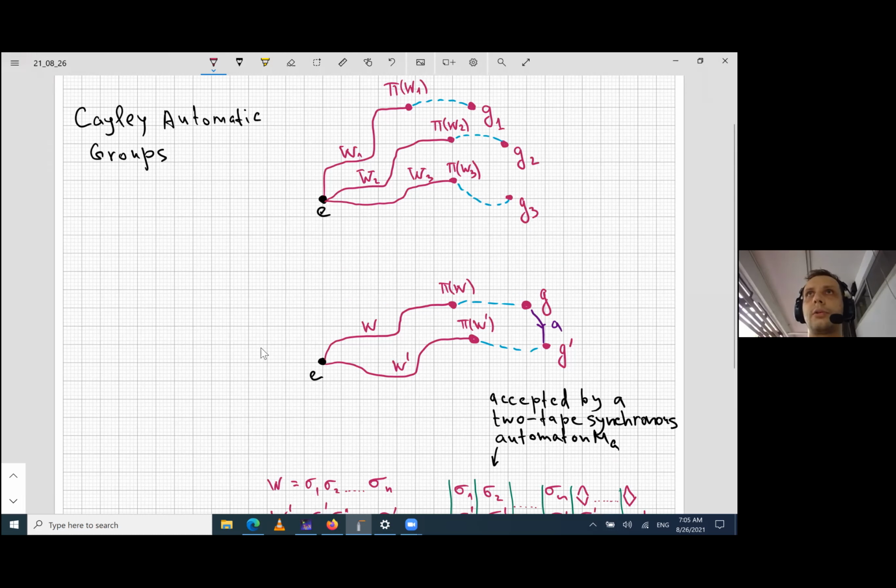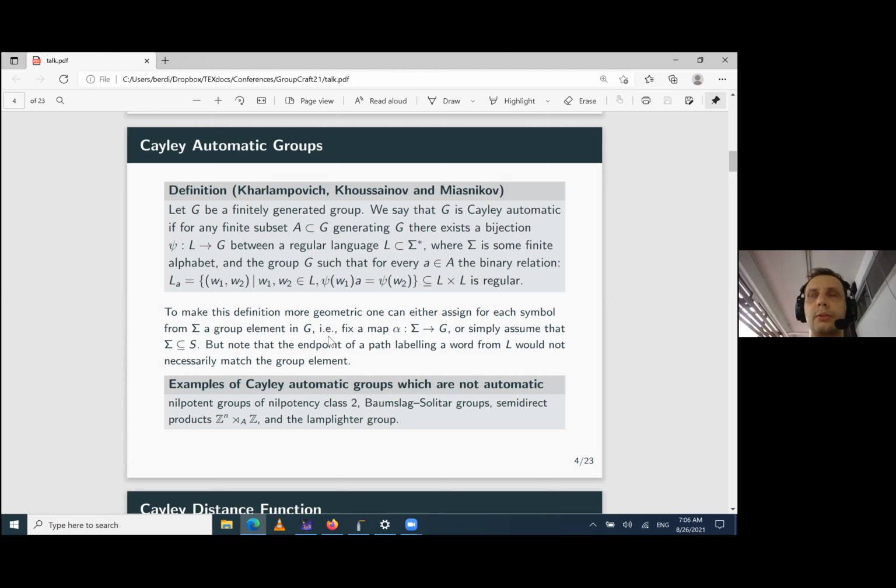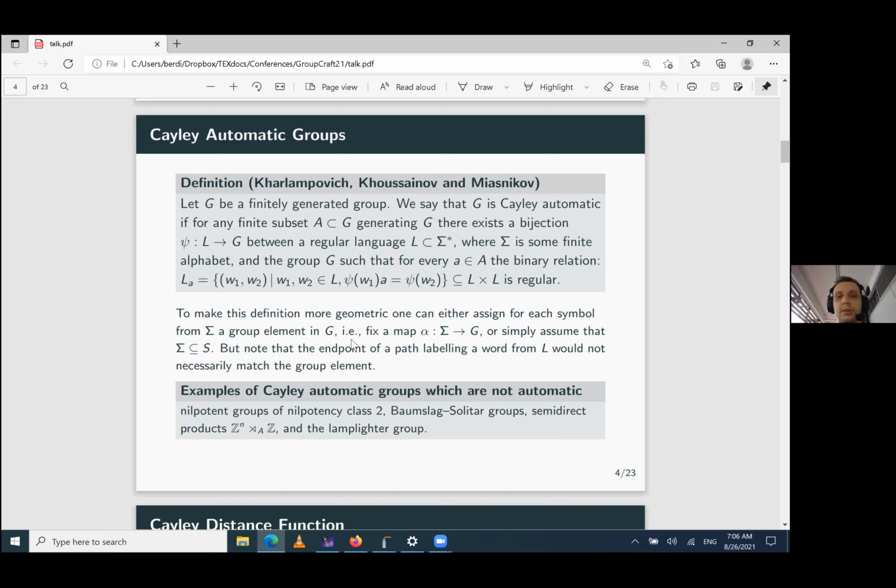This class is much wider than the class of automatic groups. For example, it includes all nilpotent groups of nilpotency class 2, all Baumslag-Solitar groups, and semidirect products Z^n ⋊ Z. It even includes groups that are not finitely presented, like the lamplighter group. So you see that this class of groups is much wider.